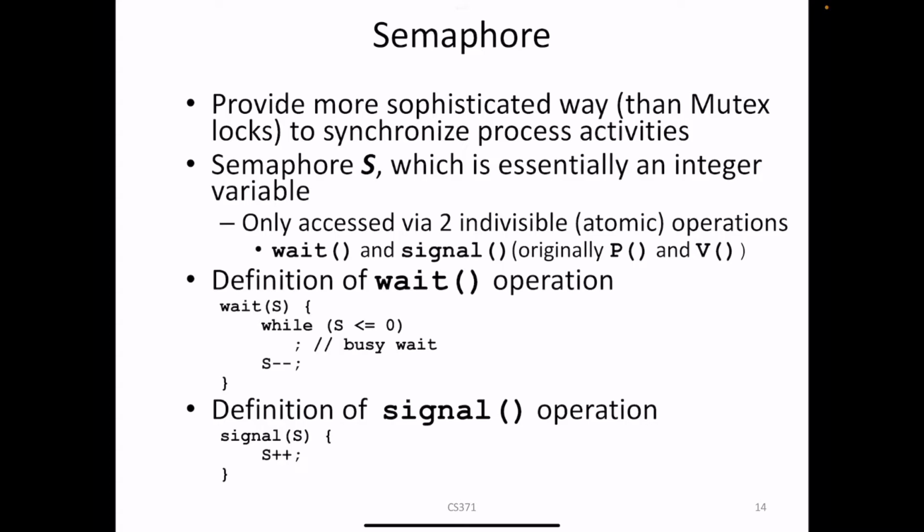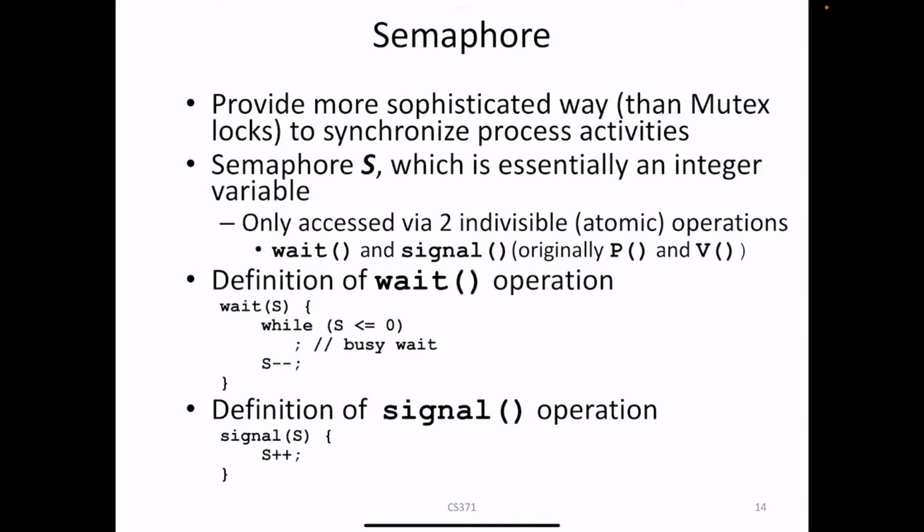Then let's see the definition of the wait operation first. One thing to be careful about: when you execute the wait operation, it cannot be interrupted because it is an indivisible, atomic operation. The wait operation takes a semaphore as a parameter. Inside the wait operation, we have a while loop. It checks whether the semaphore S is less than or equal to 0 or not. If yes, the process will be stuck at this while loop. Otherwise, the process will get out of the while loop and decrease the semaphore S by 1.